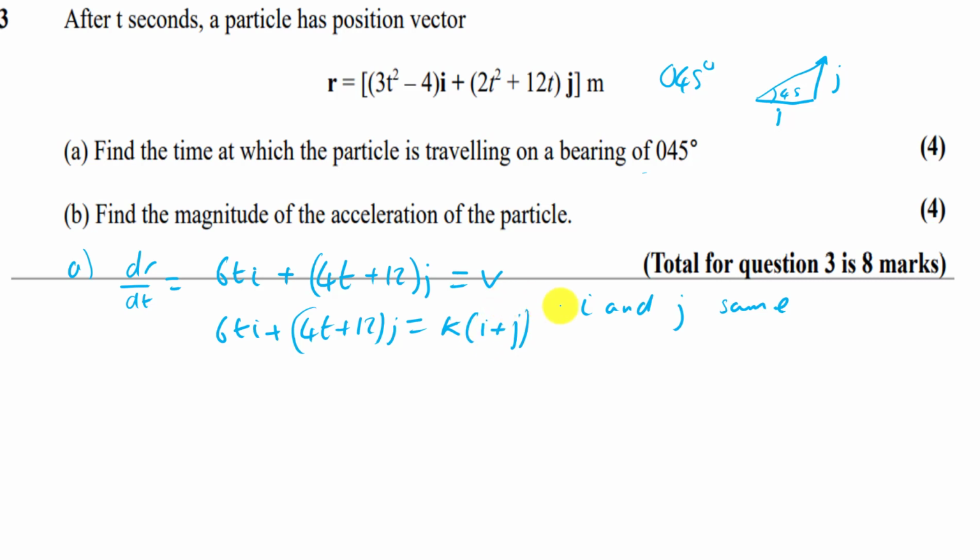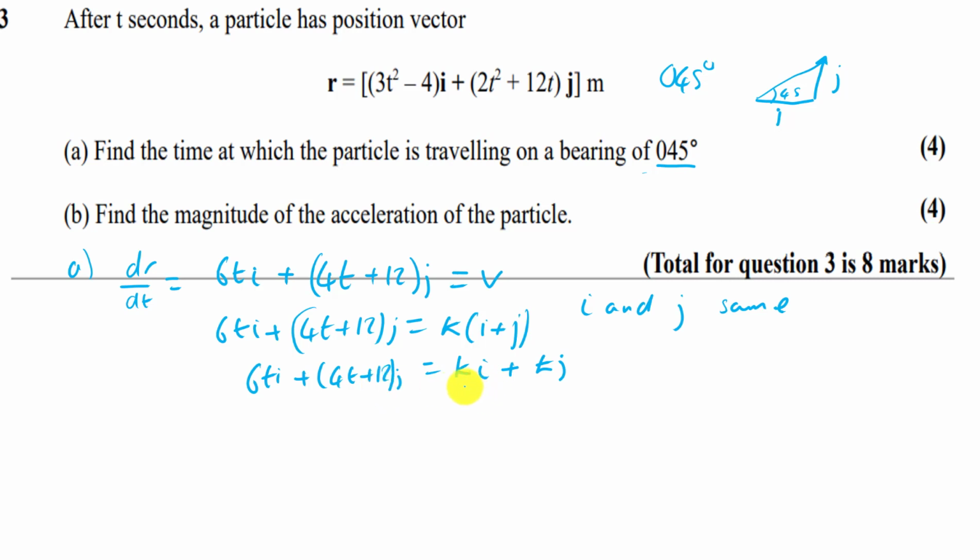Not really. Right, do you understand the concept that because it's travelling at a bearing of 045, the i and j components have to be the exact same number? Because that needs to make sense first. Yeah, because that's i and j to make 45 degrees, right? So how can I do this? Write this down. There's going to be a ki, some number for k, and a kj has to equal all of this together: 6t i plus (4t plus 12) j.